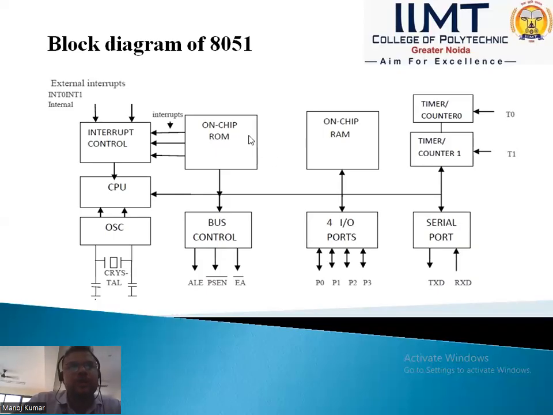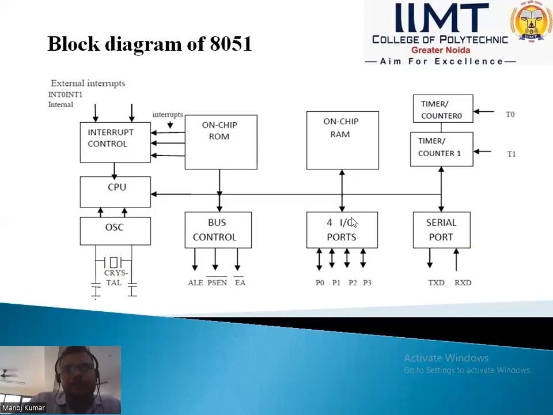This is the on-chip ROM, a read-only memory. These are the interrupt signals given to the interrupt controller. This is the bus control. Bus control has 3 types of signals: ALE, PSEN, and EA. Okay? These are the 3 signals controlled by using bus control.